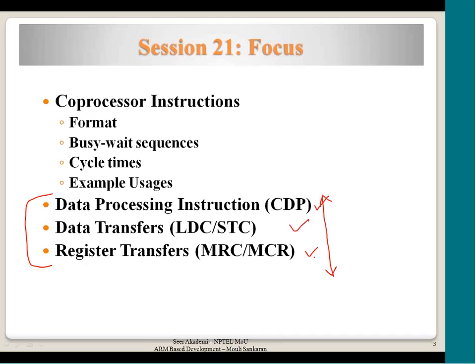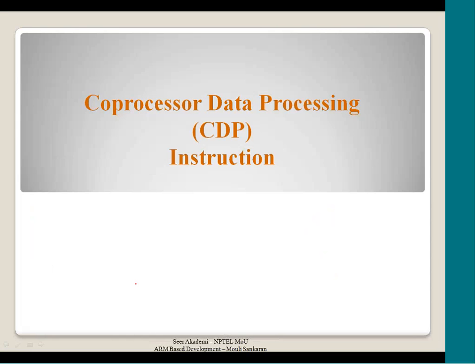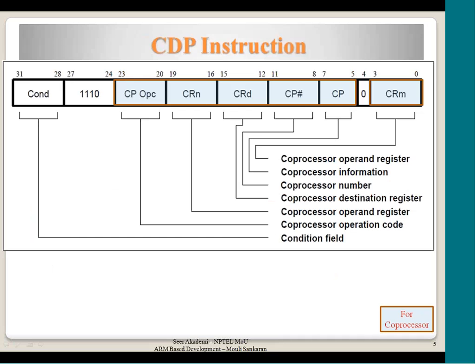With this introduction, let us go into the instruction format and various specific details about the instructions, and then we will touch upon the fundamental three categories of instructions. First, the coprocessor data processing instruction. The name itself says this has to do with the specific functionality of a coprocessor.